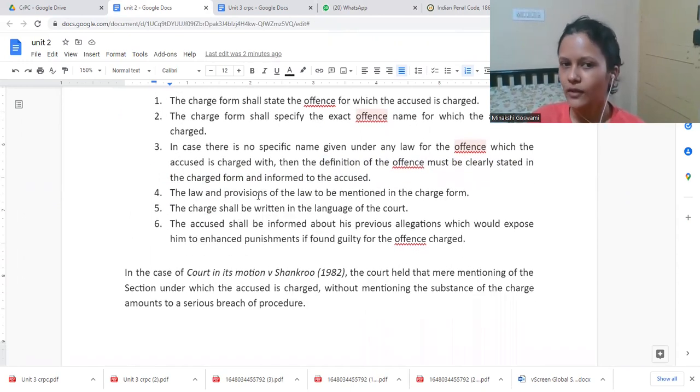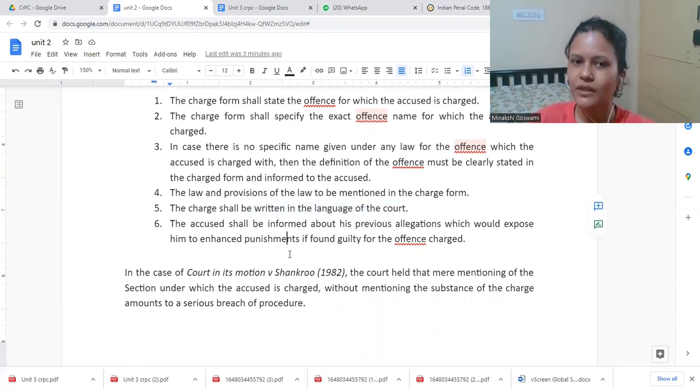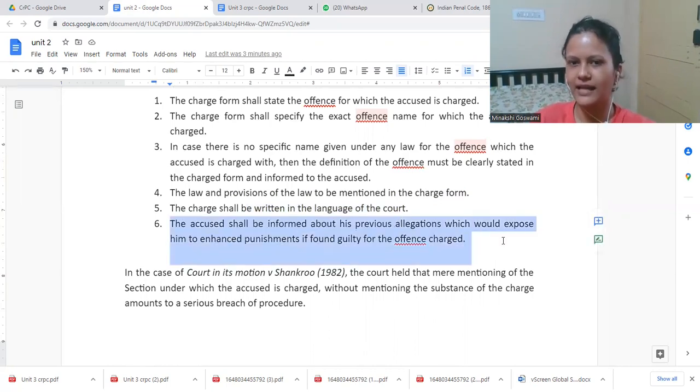Yes. The law and provisions of law must be mentioned in the charge form. Also, it would mention what the sections are, which legislations, everything will be mentioned. That also needs to be specified. It would be written in the language of the court. The accused shall be informed of his previous convictions, which would expose him to enhanced punishment if guilty of the offense charged. So it would be written properly in court language with sections and everything. Now, what is this last point?